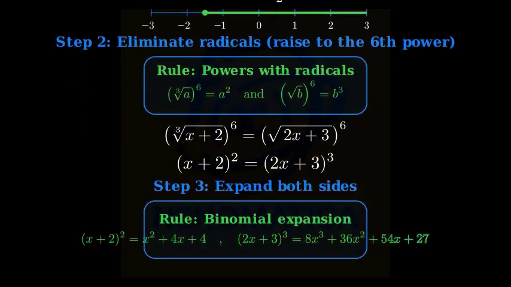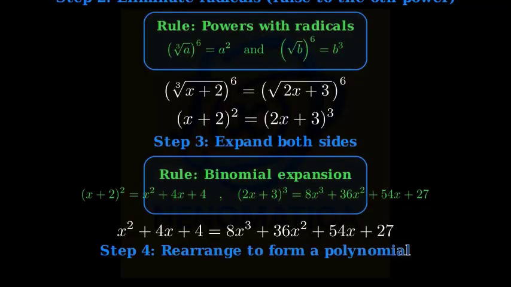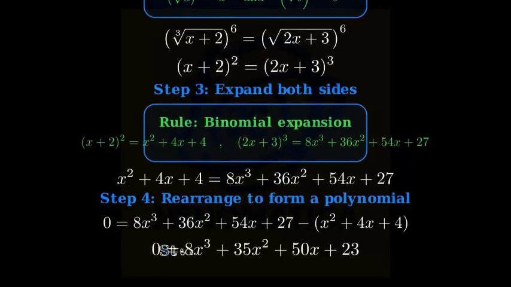The left side becomes x squared plus 4x plus 4. The right side becomes 8x cubed plus 36x squared plus 54x plus 27. Step 4. Bring all terms to one side to obtain a cubic equation. Step 5. Factor the cubic.